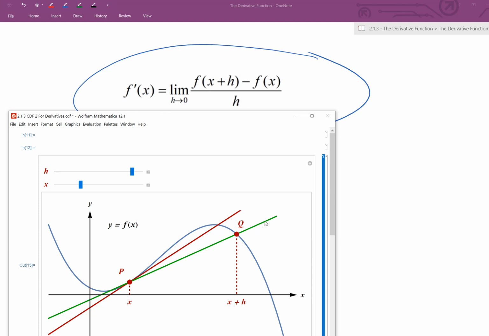All right, and then we see the green line that passes through the points P and Q on the graph of f of x. And so that's our secant line connecting the ordered pairs at x comma f of x and x plus h comma f of x plus h. Notice that the slope of this secant line is just this difference quotient right there, right? The change in the outputs on the numerator, which is f of x plus h minus f of x, and then the change of the inputs over this interval in the denominator, which is just h, right? So h is just the distance from x to x plus h.